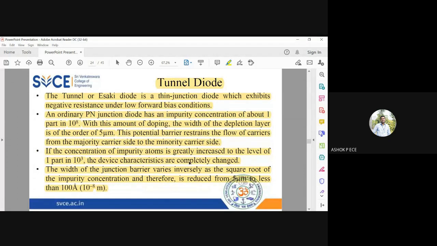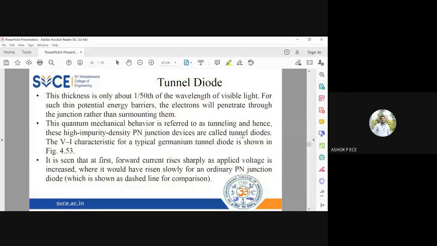And how am I achieving this thin depletion region? It is just by very heavy doping of the P and N regions of my PN junction diode.